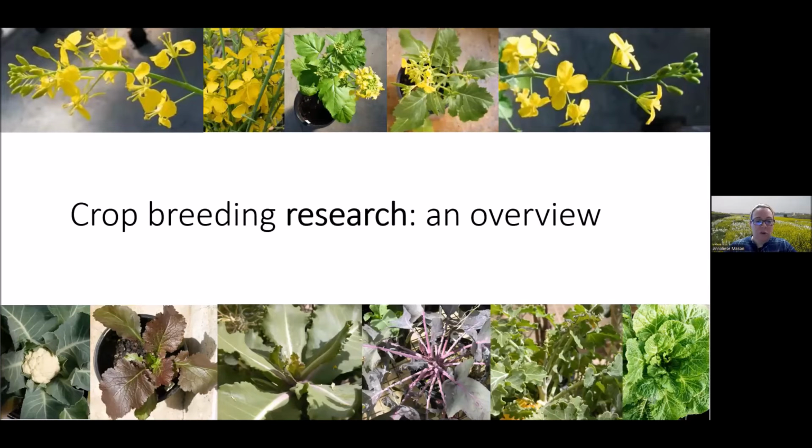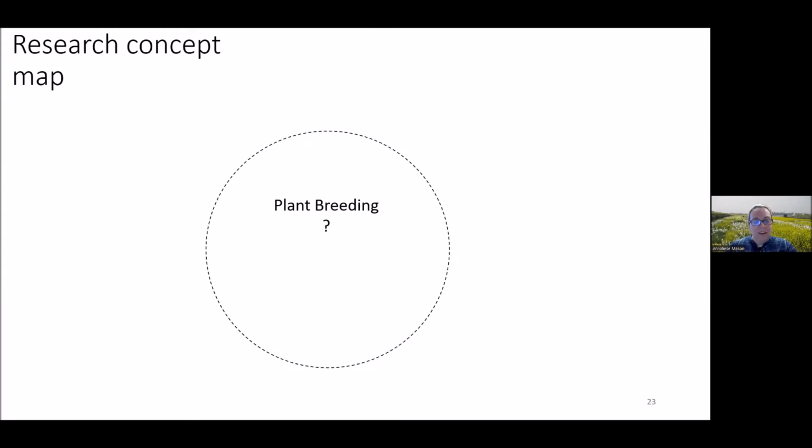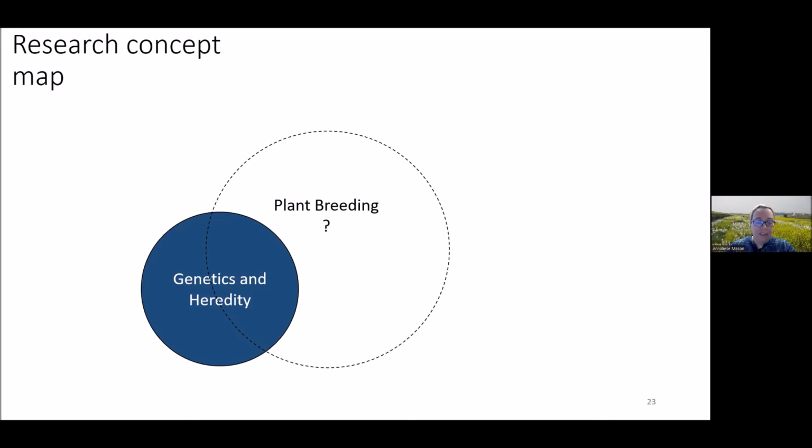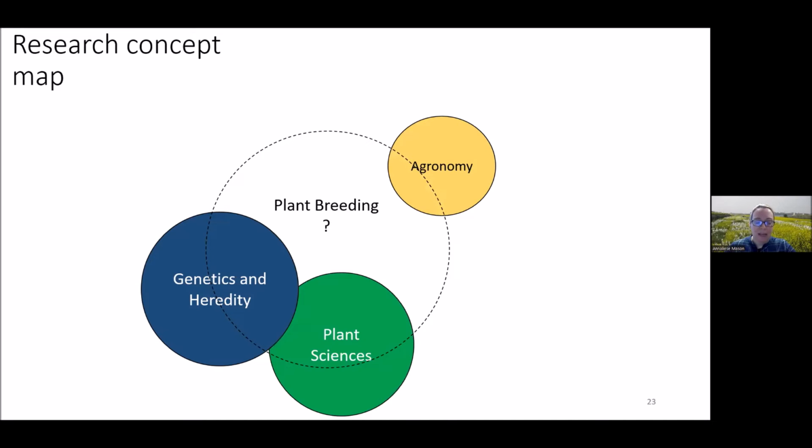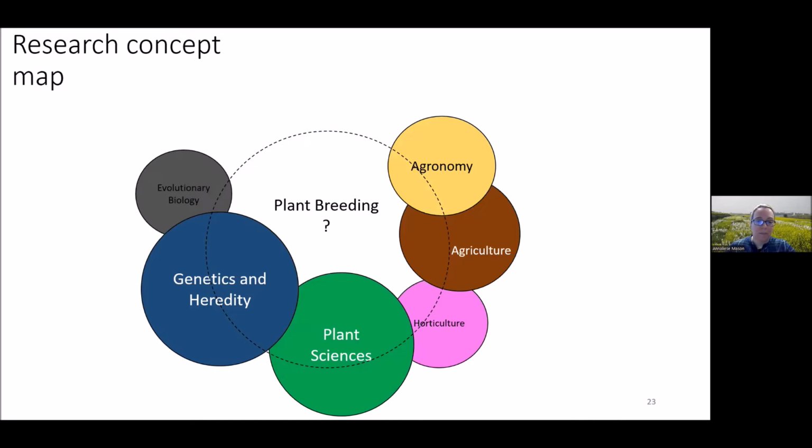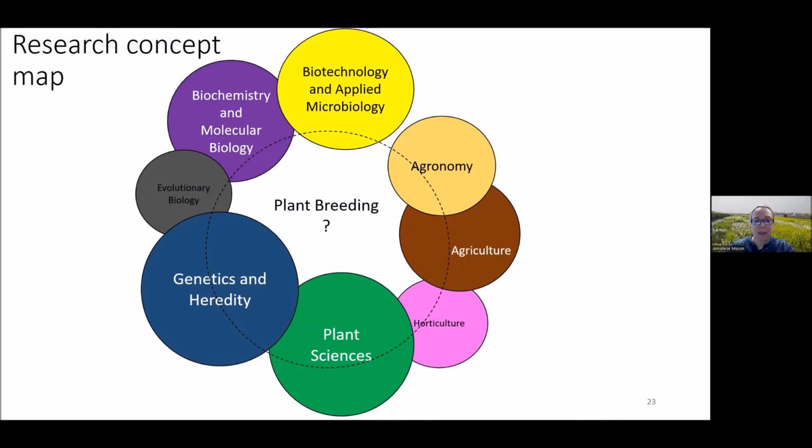So this is really now crop breeding research as an overview. So plant breeding sits kind of in the middle of this research concept map here. And we can say that the major contributor is genetics and heredity. This is the most important bubble. But we also have, of course, agronomy, plant sciences, agriculture, horticulture, evolutionary biology, biochemistry and molecular biology, and biotechnology and applied microbiology as fields which potentially impinge or can be related to plant breeding.